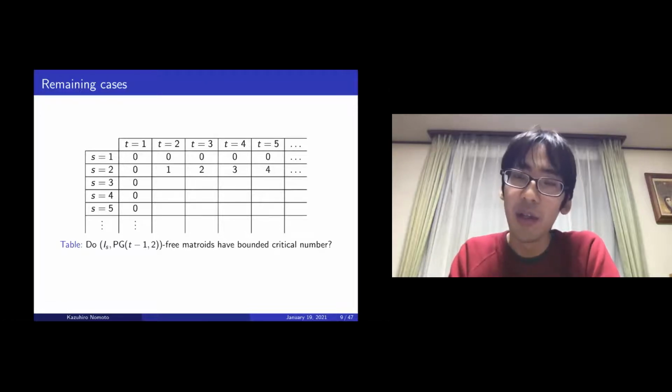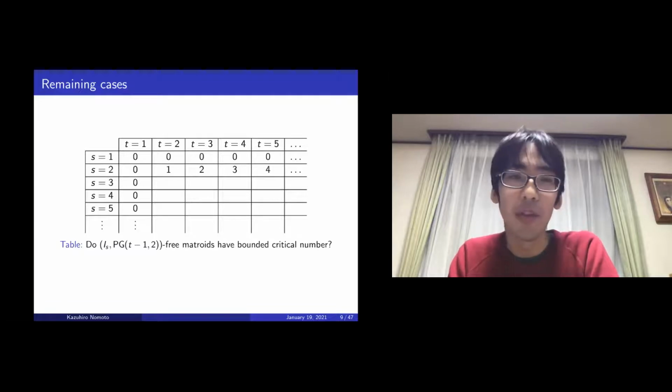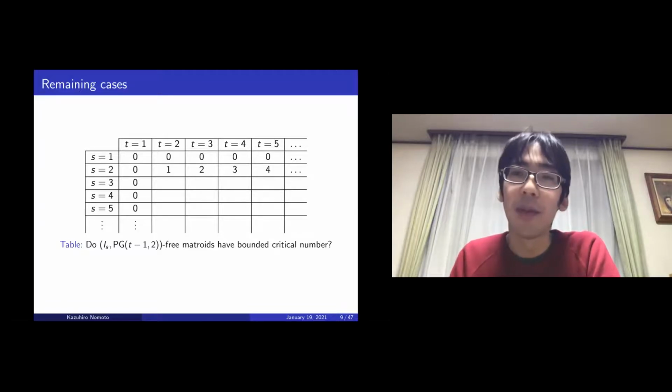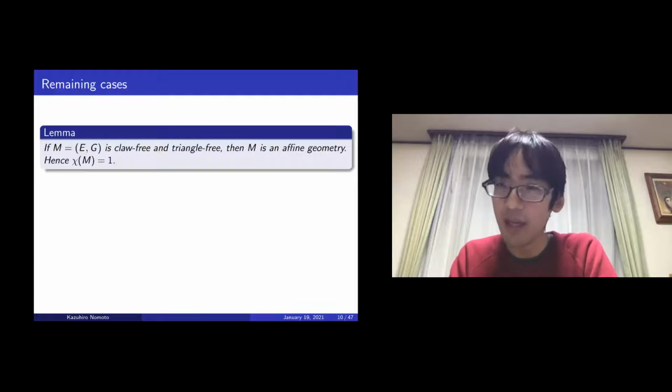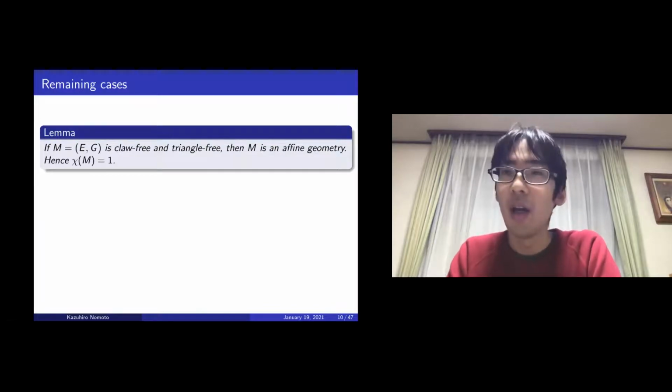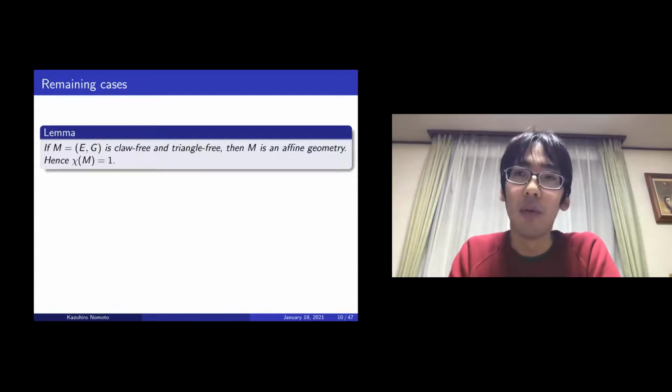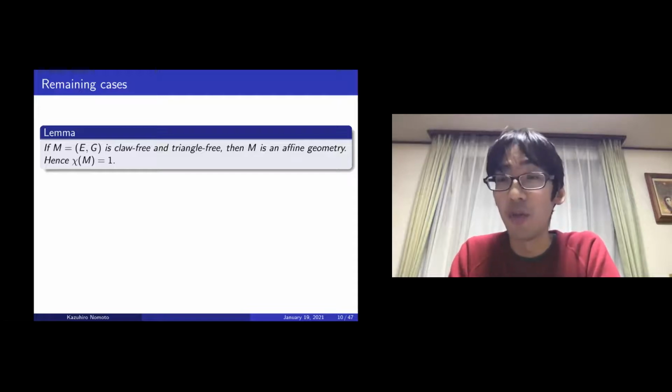So the first interesting case, I suppose, is when S is 3 and T is 2. But that case is also quite nice because you can show that if you're I3-free or claw-free, and triangle-free, so we are excluding projective geometry in dimension 2, then you're actually an affine geometry, exactly an affine geometry.